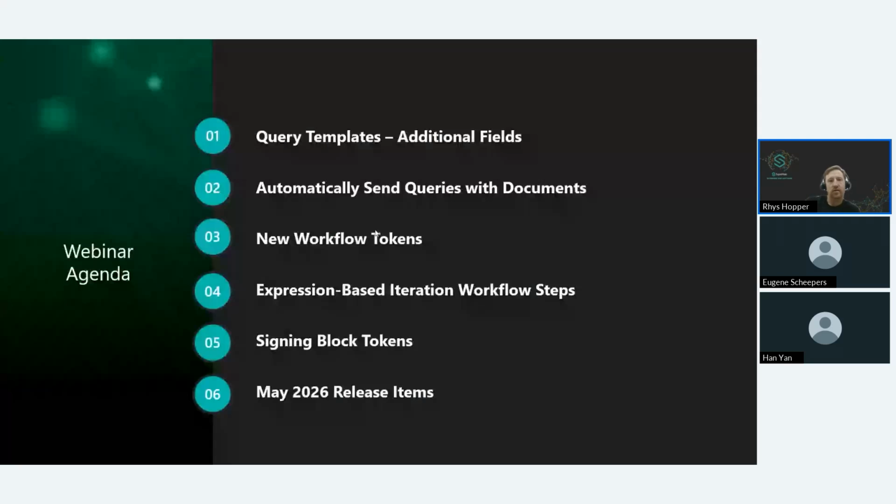Thanks, Eugene. As mentioned before, I'll be covering off some automation that we've brought out: query templates, workflows, signing letters, and some helpful items in the May 26 releases. We did do 4 releases, which is 36 items, which is a bit lower than normal, but we do have a release in the barrel ready to go later this afternoon.